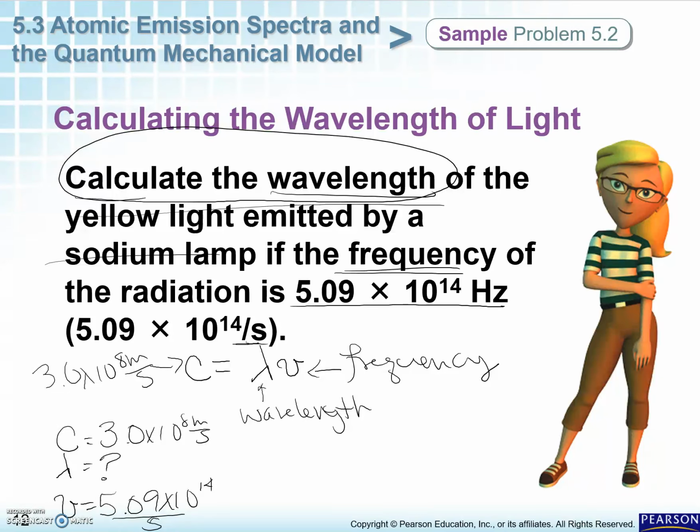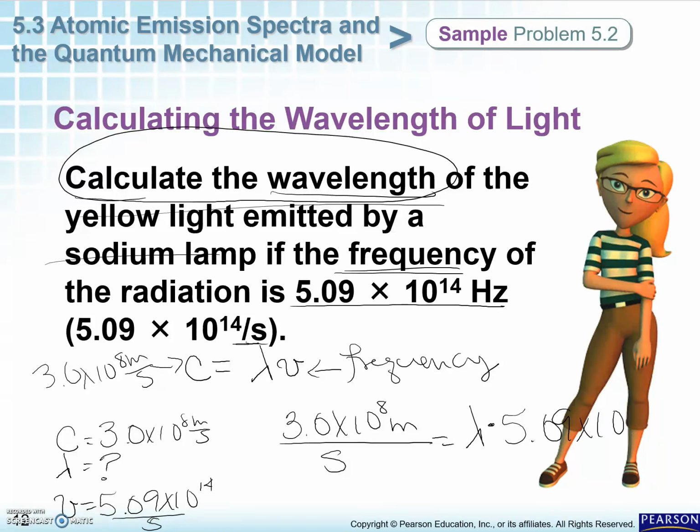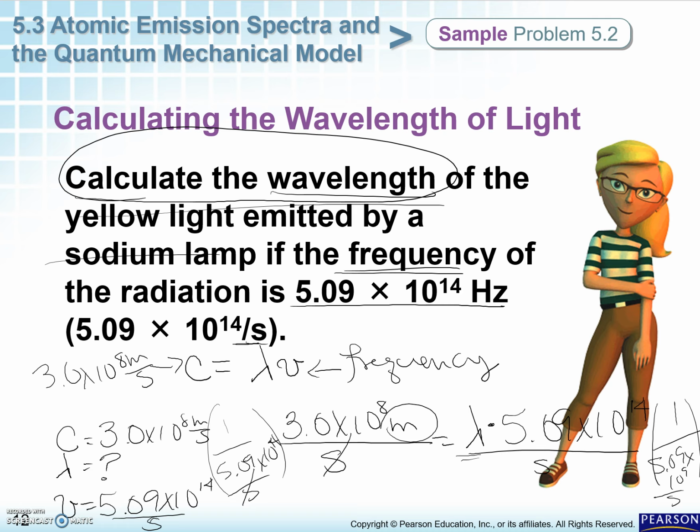Okay, so if we were to take this and plug in our numbers, I'm just going to erase this so we have a little bit more space. It would be 3.0 times 10 to the 8th meters per second equals lambda times 5.09 times 10 to the 14th per second. So just like in algebra, you have to do the opposite operation to get our lambda by itself. So you would divide by 5.09 times 10 to the 14th. And you have to do the same on both sides. And this allows us to cancel our seconds. We're going to be left with meters. And our answer would be, from our calculator, 5.89 times 10 to the negative 7th meters.